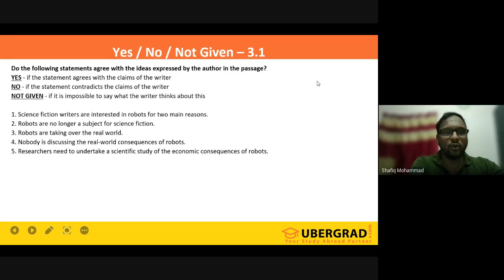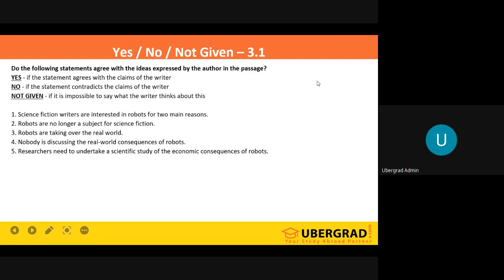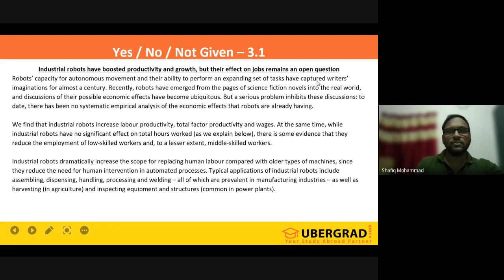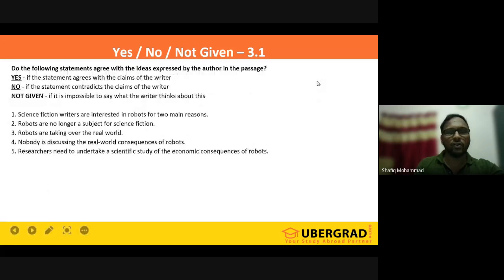Then, robots are no longer a subject of science fiction. For that, yes is 13 votes, no is 11, and not given is 16. It is 100% not given, because it says it is no longer the subject, and that is not given anywhere. We don't know whether it is still a subject of science fiction or not. It is related to science fiction, but whether it is no longer a subject of it, that information is not given. So many of you are right.